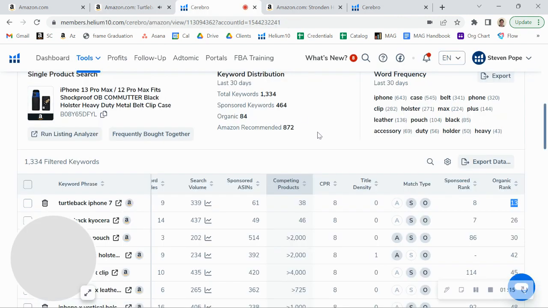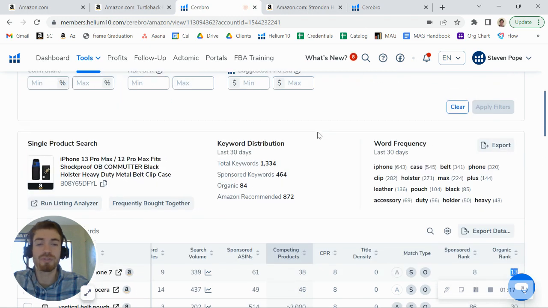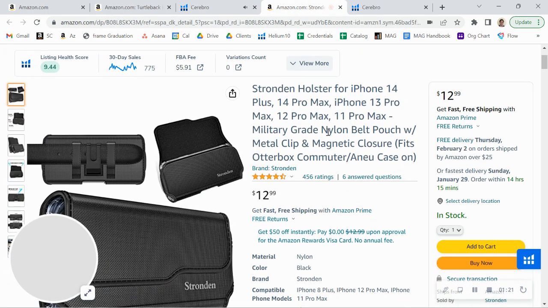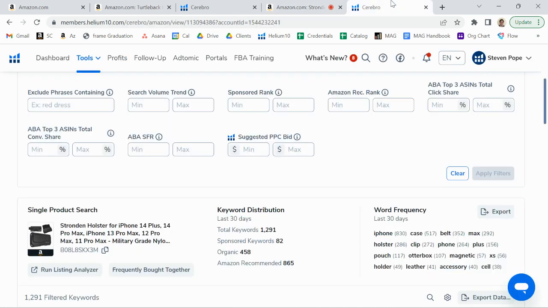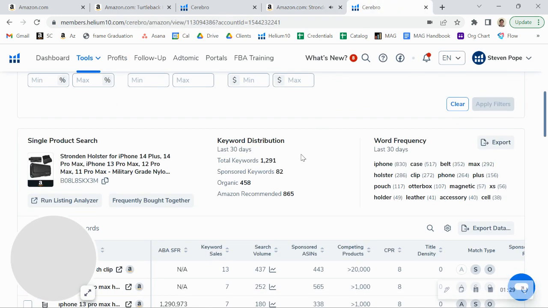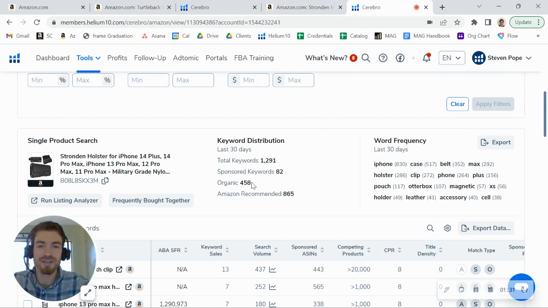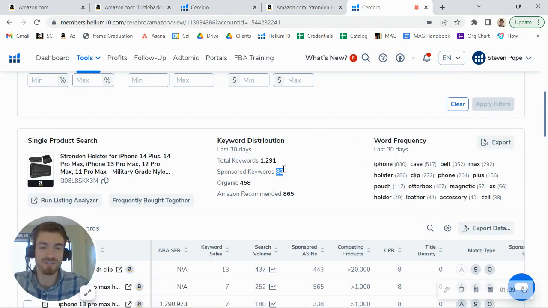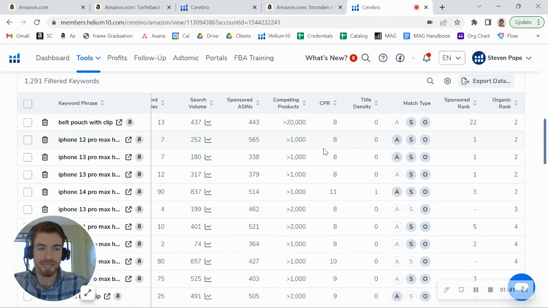But what I wanted to show you too is the keywords that you could rank on. So I did take a look at some other listings here, for one from the Stratton store. And I'm not comparing products. I know there's a totally different price point here, and obviously some differences in the product itself. But interestingly enough, they're totally opposite to where you are. They're ranking for about 458 organic keywords, and they're running only 82 sponsored. So totally the opposite there.